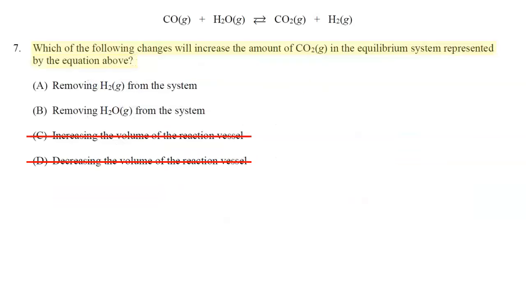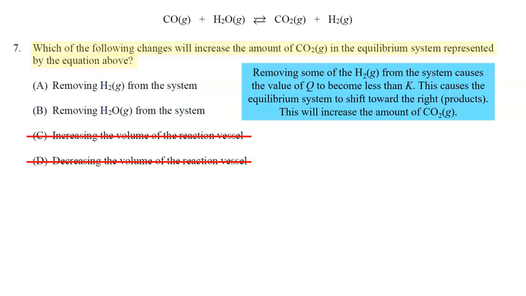And so because in question 7 it said, which of the following changes will increase the amount of CO2, removing some of the hydrogen, which happens to be a product, from the system will cause the value of Q to become less than K. And this causes the equilibrium system to shift toward the right, toward the products, and this would increase the amount of CO2. So the correct answer to question 7 is choice A, removing hydrogen from the system.